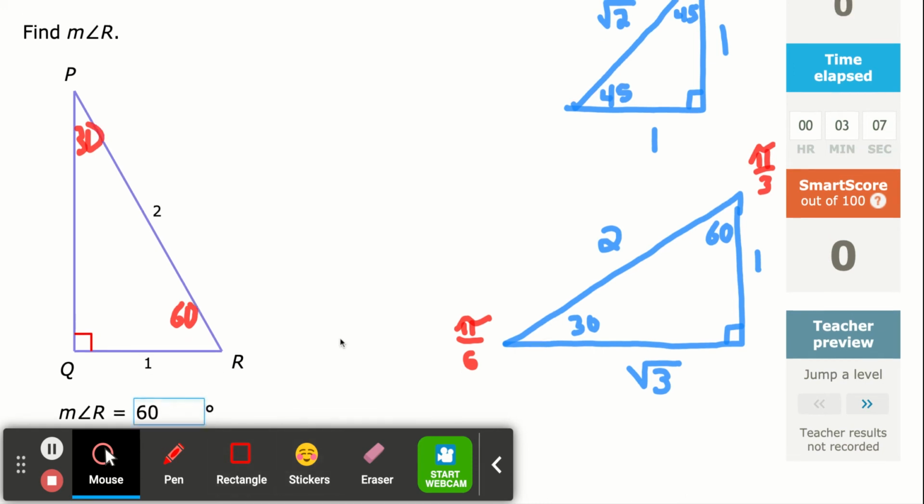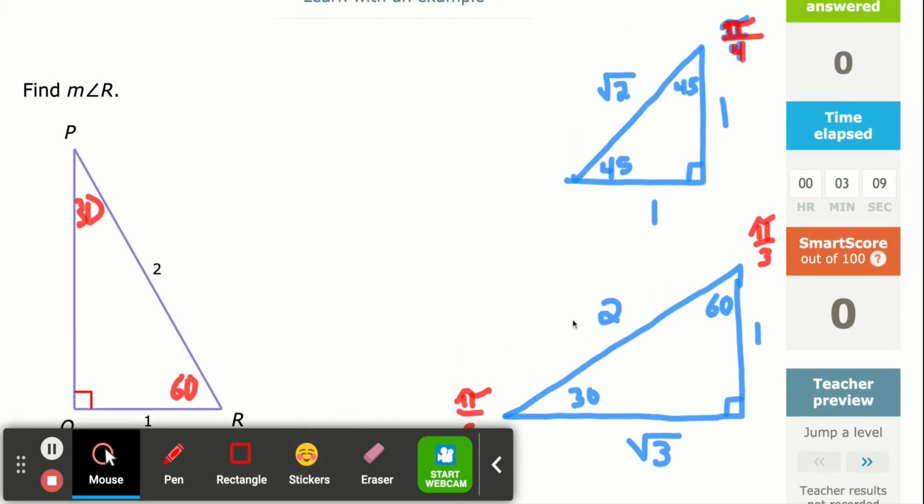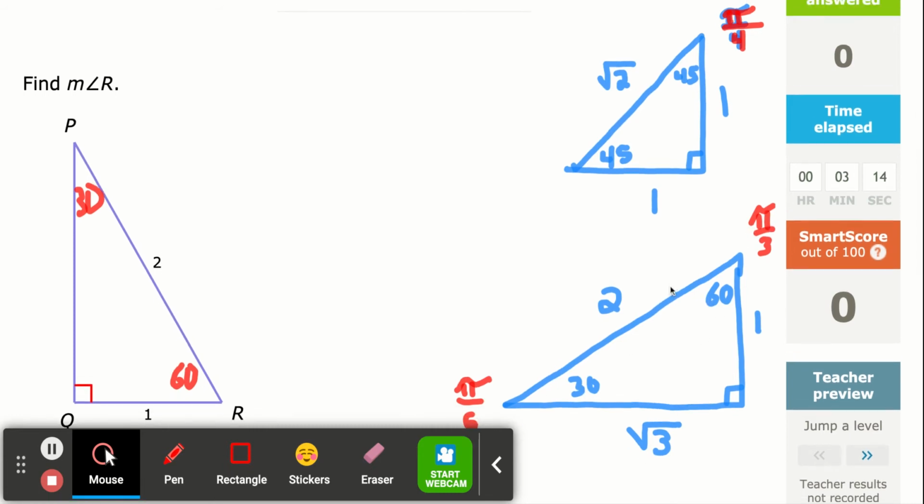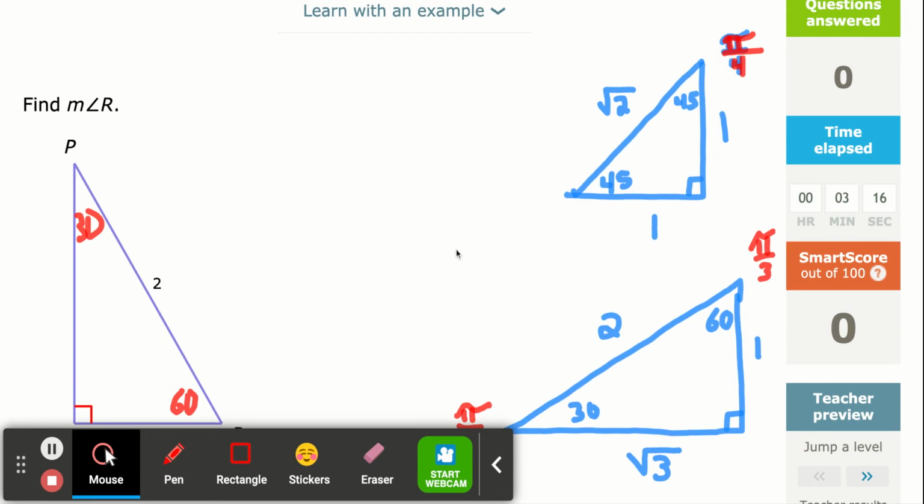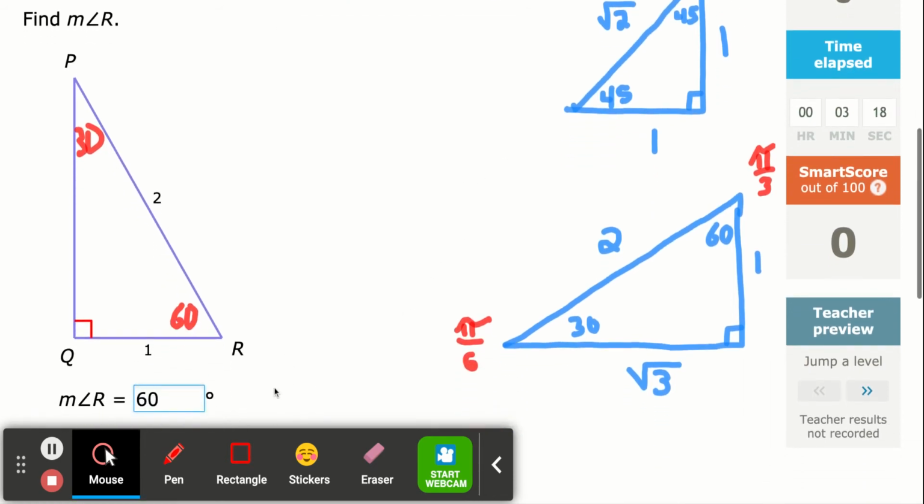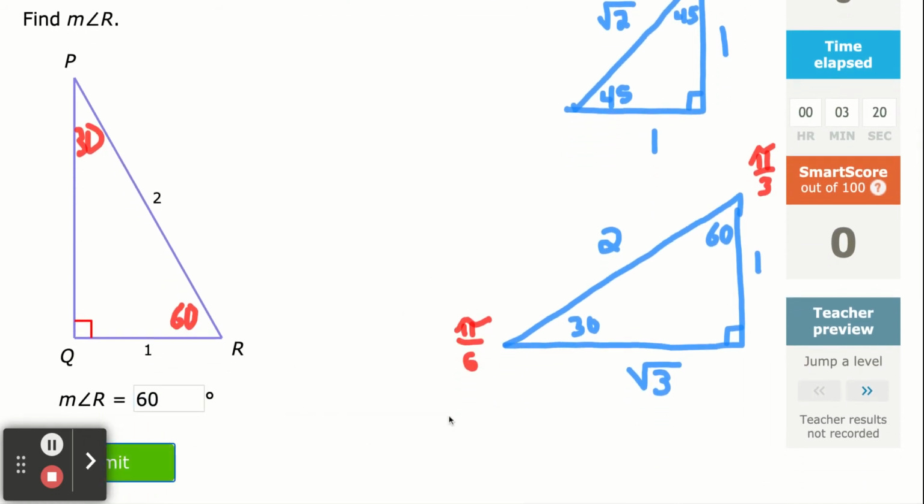By the way, make sure you remember your radian measure in case it asks for it in radians. 60 degrees is pi thirds in radians, 30 degrees is pi sixths in radians, and 45 degrees is pi fourths. But pi sixths is our answer, so I submit that.